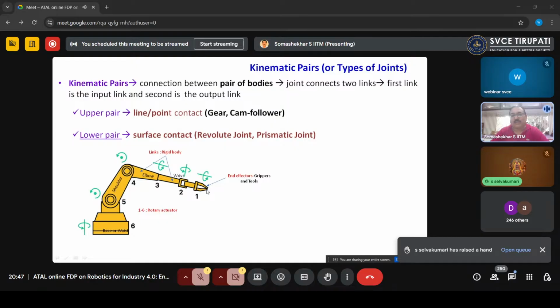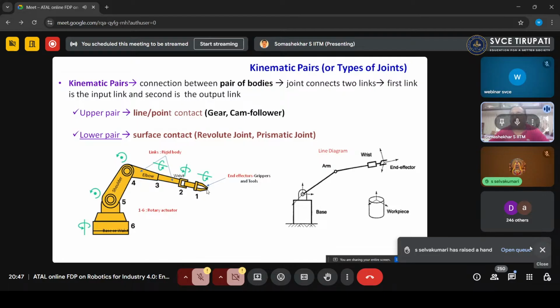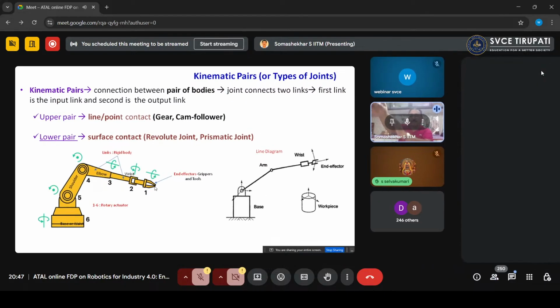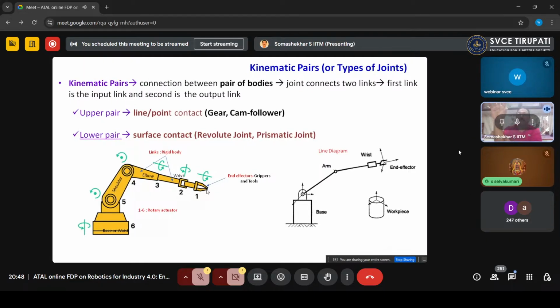Now, these are all rotary joints, what I am showing you here in this case. In the line diagram, I have shown the base, which is fixed to the ground, then the arm, then the elbow, and at the end the wrist. To the wrist, you attach the end effector.